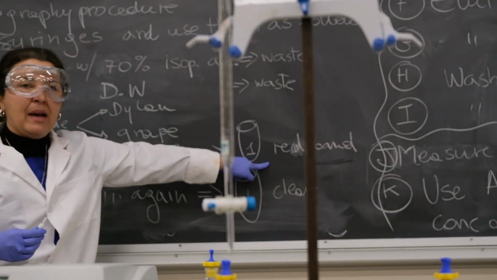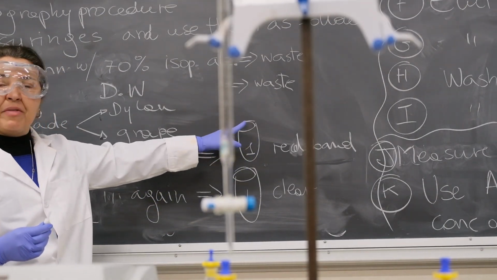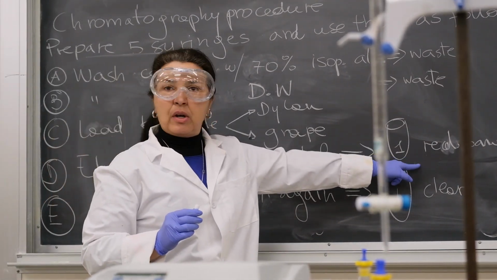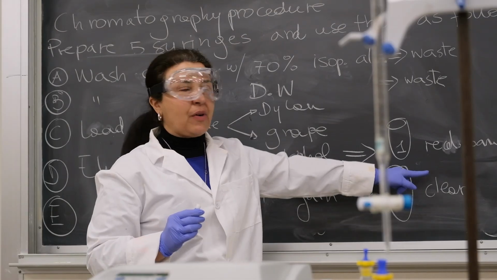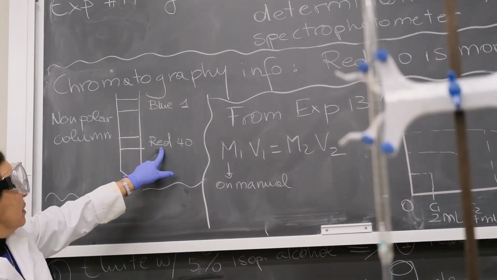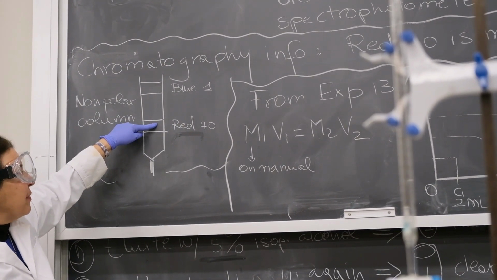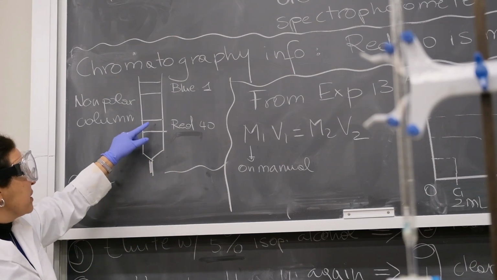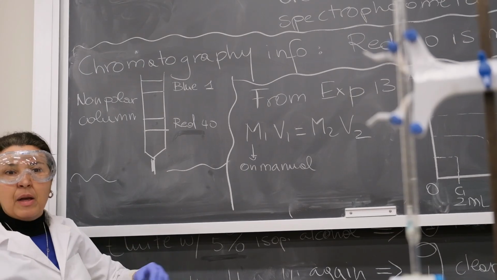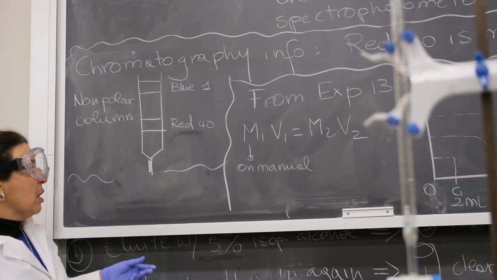So what we need to do is use the 5% to push out the red band of the Allura red, and so we'll have clean and dry vials in which you're collecting the first band, the red band here. Red 40 or Allura red is the same thing. So the first band will come out with the 5%. The blue will stay on top of the column, stuck, because you need a much more polar solvent to push it down.